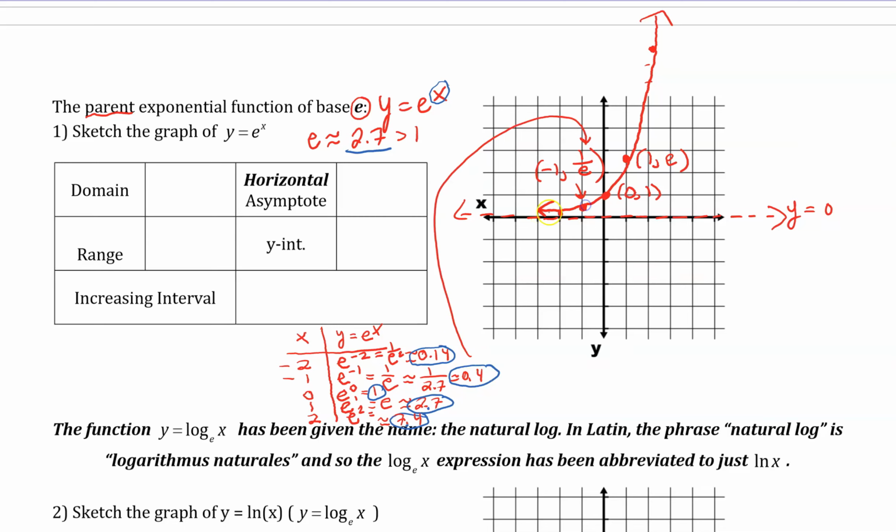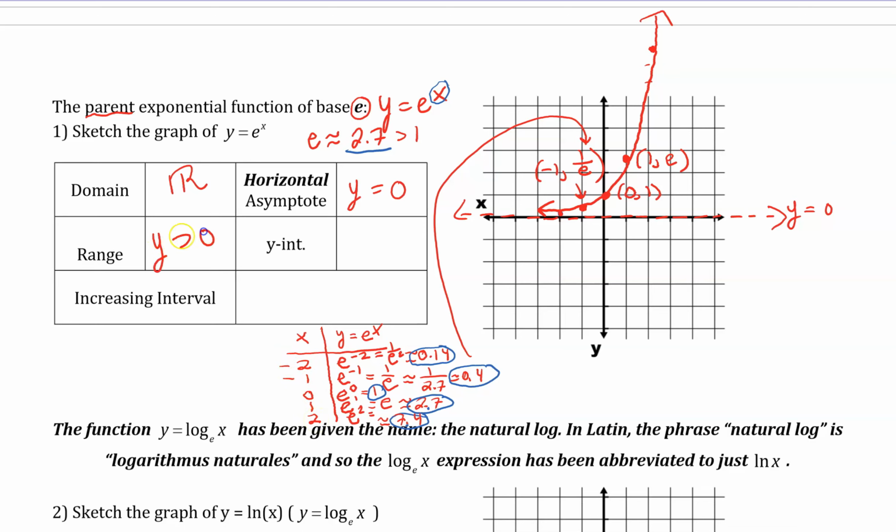So you get this kind of shape here. And as x gets more negative, the outputs get smaller and smaller and closer to 0, creating our horizontal asymptote. So the function y equals e to the x has a horizontal asymptote at y equals 0. It has a domain of all real numbers, because I can plug in negative x's, zeros, and positive x's.